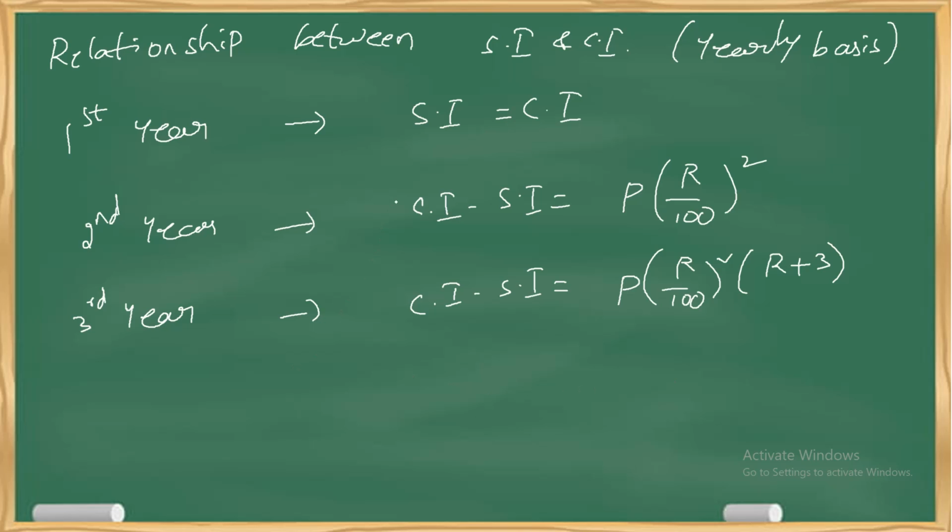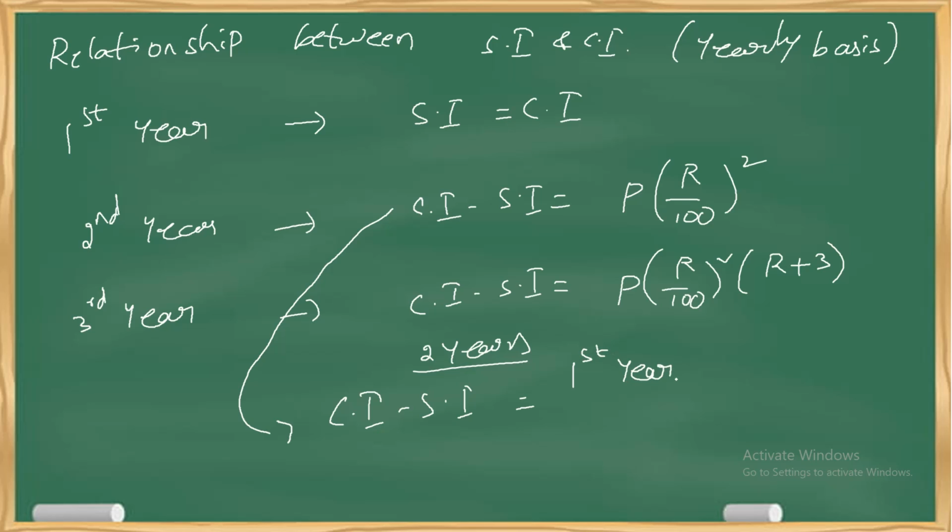Okay, now the same thing I can mention to you in a different way. I'll let you know how you got this one also, don't worry. Now, compound interest minus simple interest, when it is given as 2 years, is equal to the first year simple interest into rate of interest by 100. How did you get this? I'll let you know here. So just observe this formula.